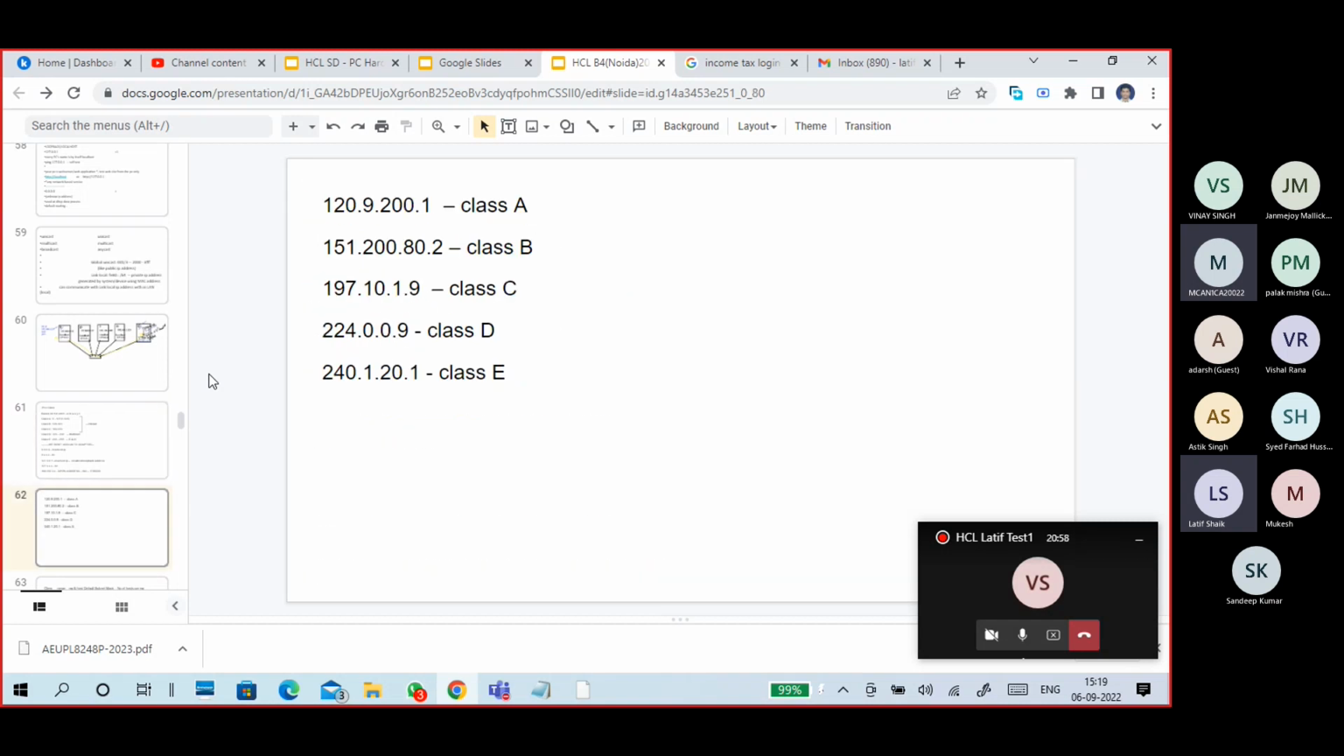Whenever you get an IP address, if the question is which class it belongs to, check the first octet of the IP address. Like here, in the first case the first octet is 120, the second is 151, the third is 191, the fourth is 224, and the fifth is 240. Only the first octet, not the second. Cross-verify the range with your class, and then we can get which class the IP address is.